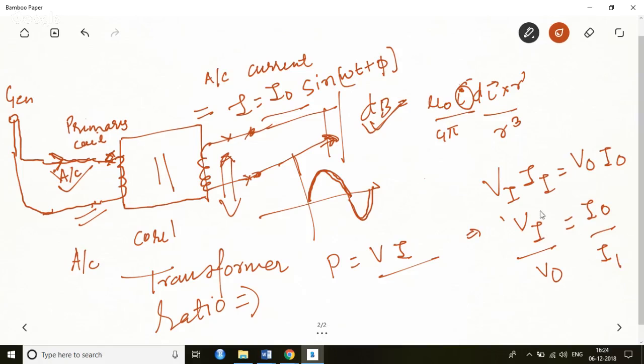So try to understand: if Vi is more, meaning the input voltage is more, then the output current would be more, because if the numerator is more here, it would be more here also. If the output voltage is more, then to keep this multiplication equal on both sides, Io will reduce. If the input voltage Vi is greater than the output voltage Vo, it is called a step down transformer. What do I mean by a step down transformer?